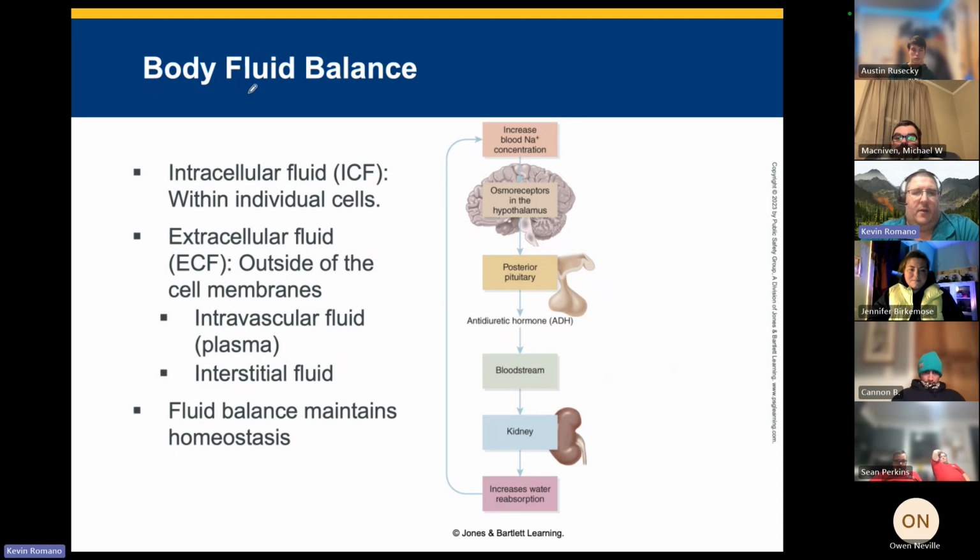So we talked about the body fluid balance. Right now we're starting to get into the organ systems and things like that. Once my screen comes back, perfect. All right, and after this, we'll take a break.